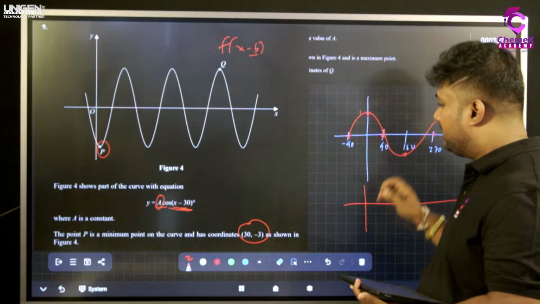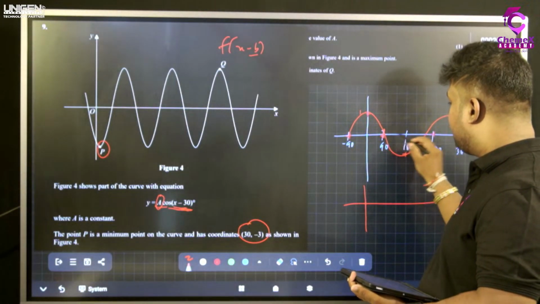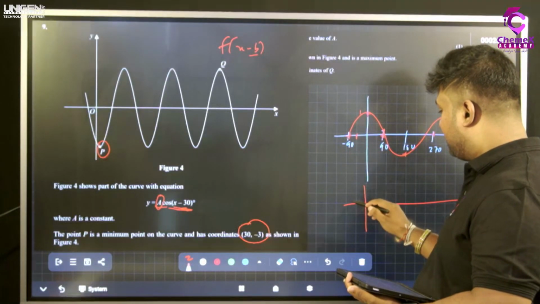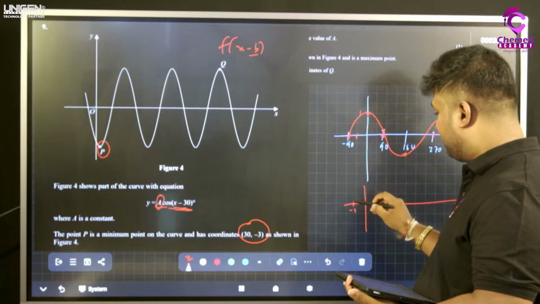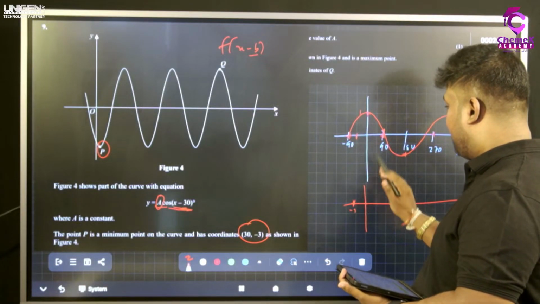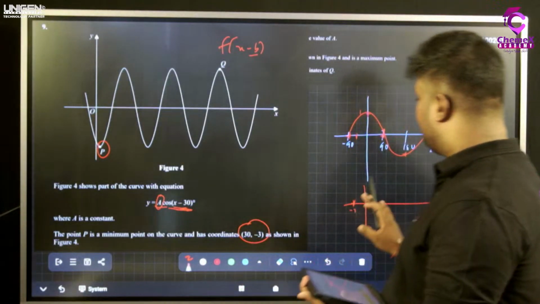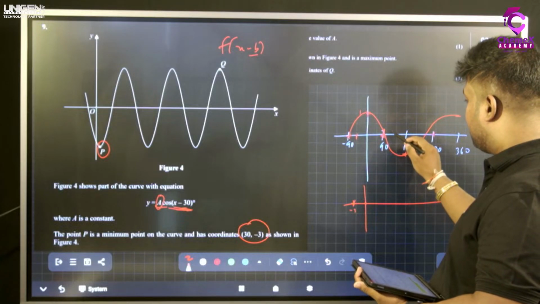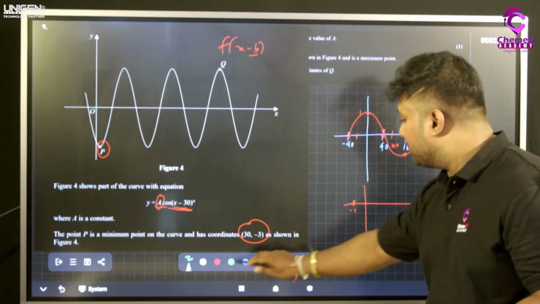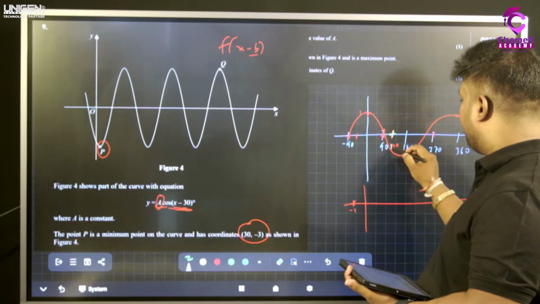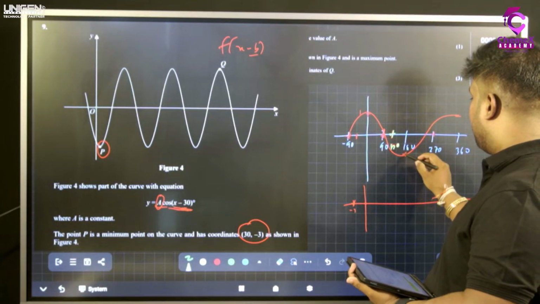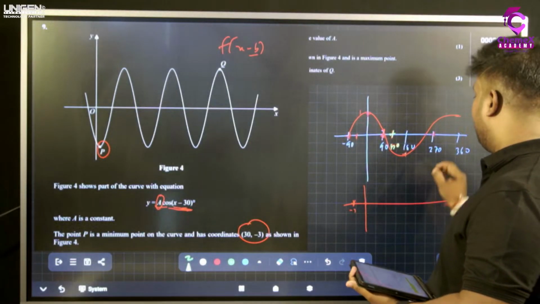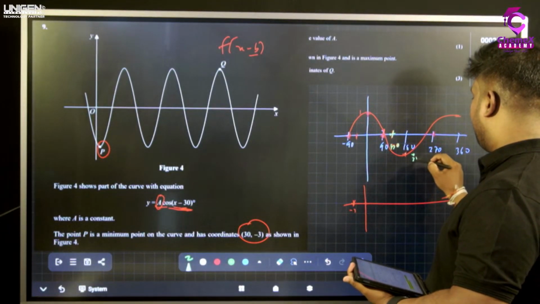So the 90 goes 30 degrees this way. Normally this would be -30, and this point becomes -30 as well. I am not doing anything for the y term, just the x term. So this becomes 120. Make it 120, since 30 is added. What was 180 becomes what? 210. At 210 it cuts.